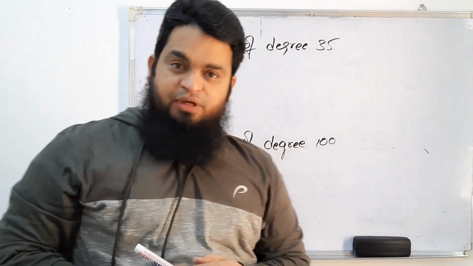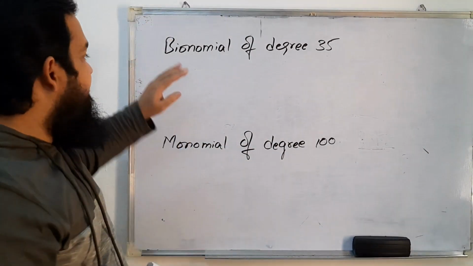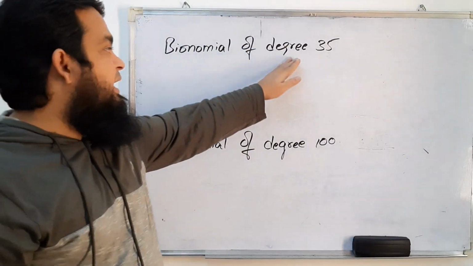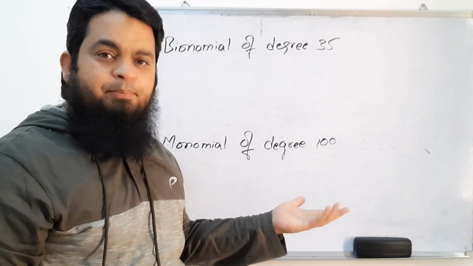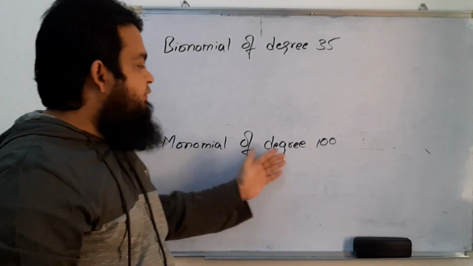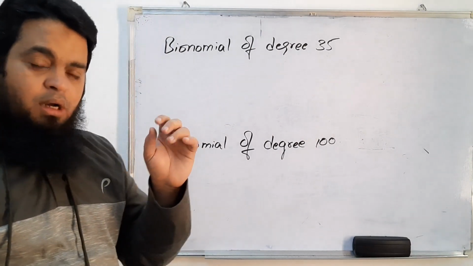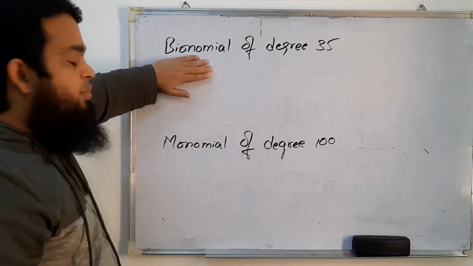I hope you understood. If not, just comment, I will come back to you. Now in the third question, he is asking for an example of a binomial of degree 35, and a monomial of degree 100. So I think you remember what a binomial is.